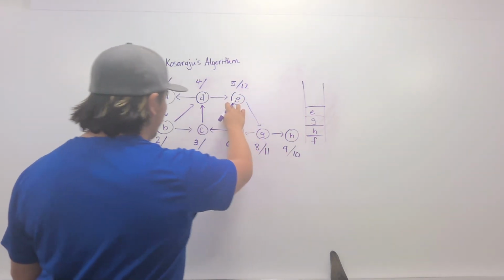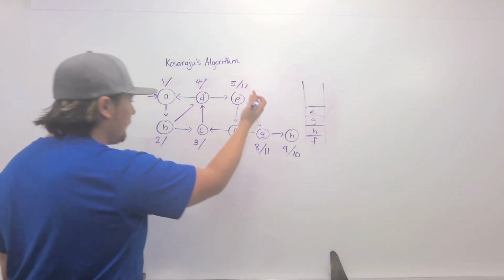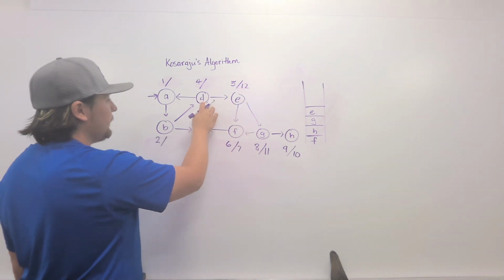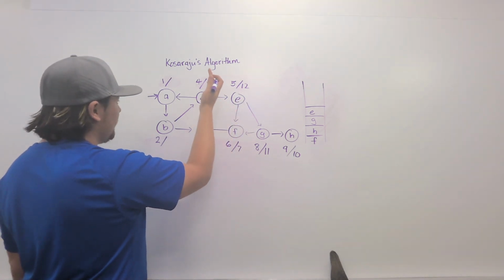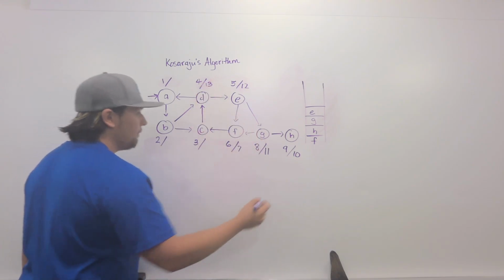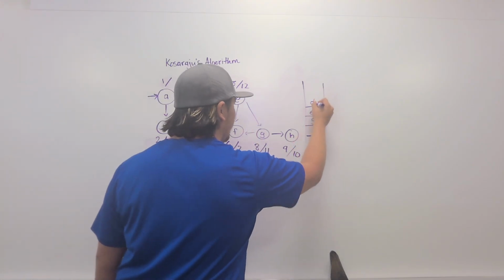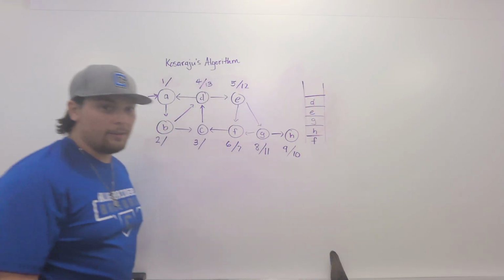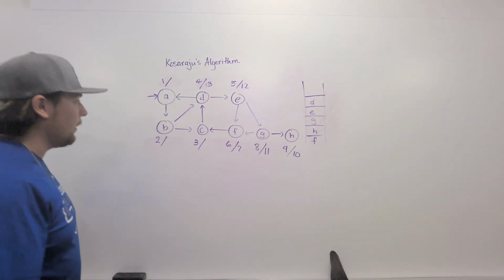We're going to backtrace. Where did E come from? E came from D. Is there anywhere D can go that hasn't already been visited? No. So we're going to label it 13 and push D onto the stack. And you can already see where this is going. There's a pattern going along.